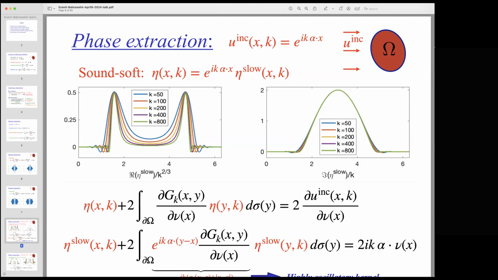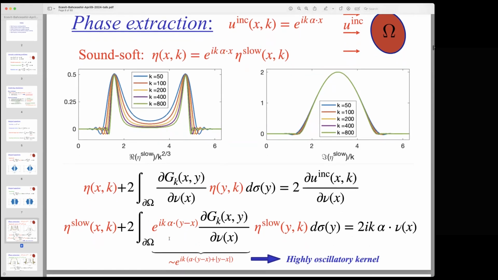So going back to our integral representation for eta, equation two from the bottom, if we extract the phase of the incidence using the equation on top, we can write this integral equation in terms of the new unknown, the amplitude eta slow, in this form. And this is quite good, except that the kernel here, e^{ik alpha·(y minus x)} times the normal derivative of the Green's function, is still highly oscillatory. So this is a challenge for the evaluation of a highly oscillatory integral. There are some quite advanced methods for evaluating such integrals, but the real challenge is, of course, to derive some rigorous error estimates in your numerical approximations.